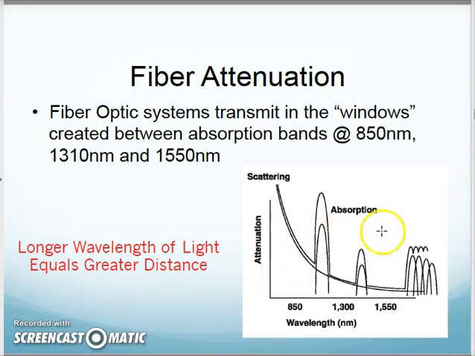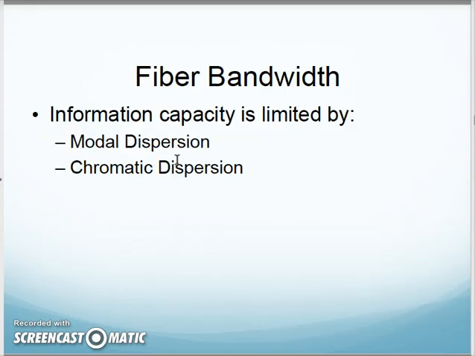And again, one of the reasons these bands are avoided is because it happens a lot in those bands. So fiber optic systems avoid the 1,000, 1,400, and above 1,600 nanometers and tend to transmit in the 850 window, the 1310 window, and the 1550 window. Those are the windows where the least of these problems occur, if you will. And again, reminding you, longer wavelengths of light are going to get you greater distance with less attenuation. That's why your single modes use those higher wavelengths of light.